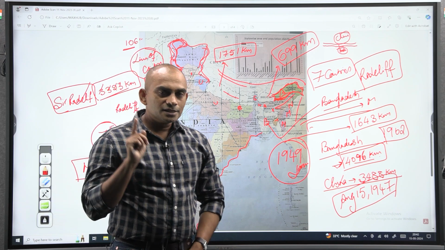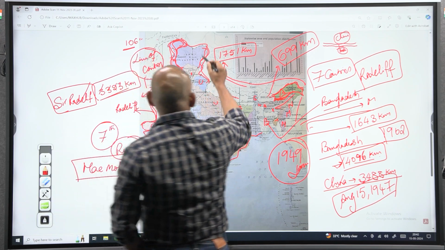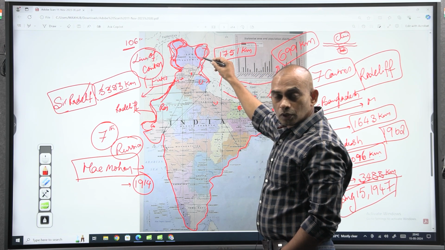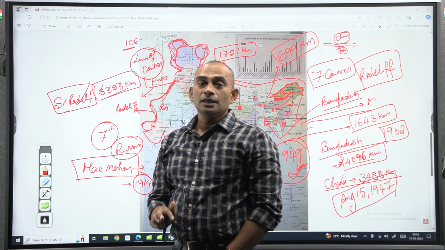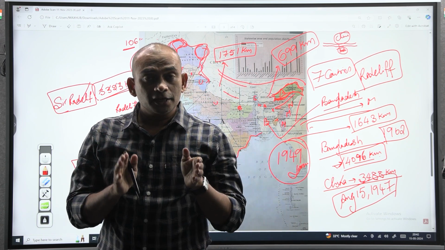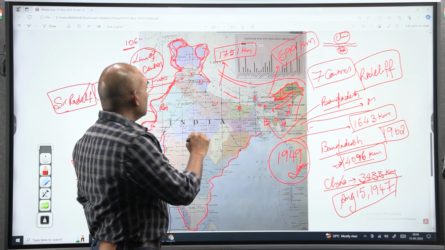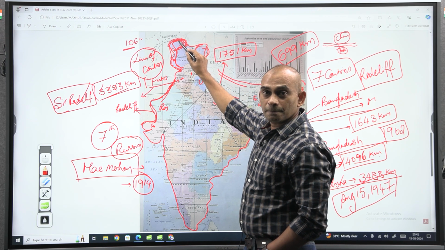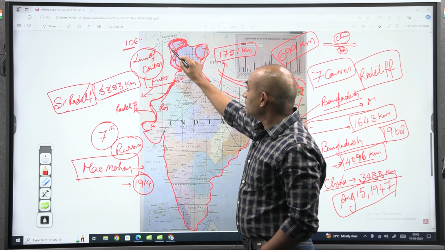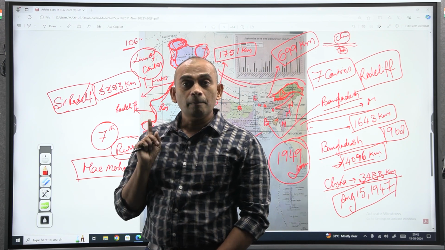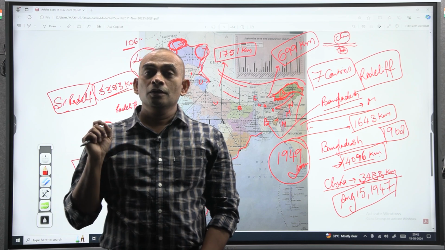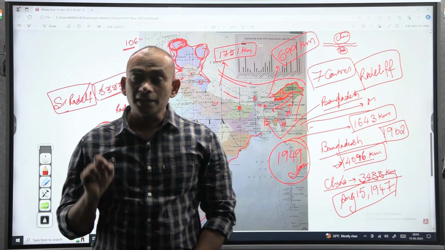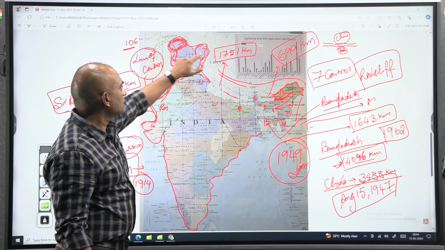After the 1962 war, this particular zone, Aksai Chin, is now under the control of China. And in the year 1963, there was an agreement between Pakistan and China. In that agreement, Pakistan gave this much territory to China. Which region was given by Pakistan to China? The Gilgit Baltistan region. This region. This is Aksai Chin.